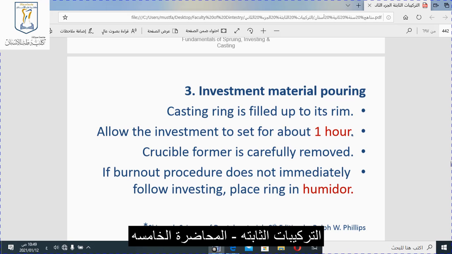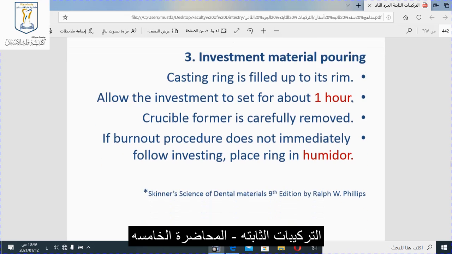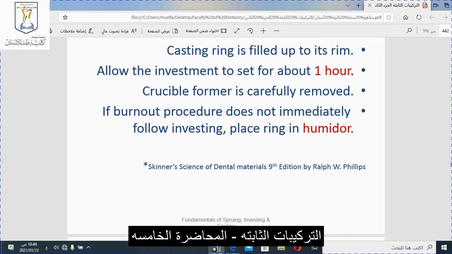Allow the investment to sit about 1 hour after mixing and filling into the ring, filling the ring up to the rim. So give it 1 hour for setting. Then the burnout procedure. Burnout is done in the oven, which makes the wax go out and evacuates the mold of the wax.